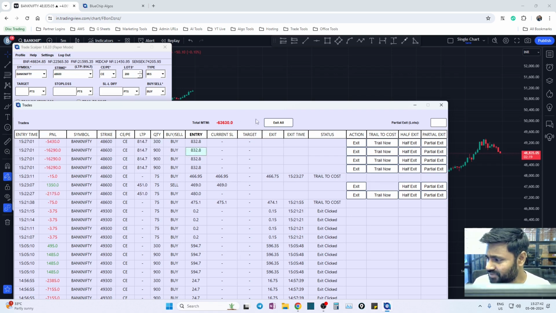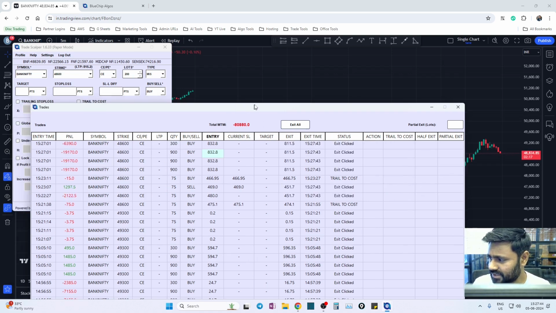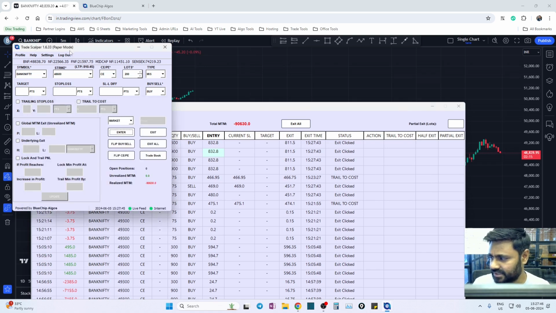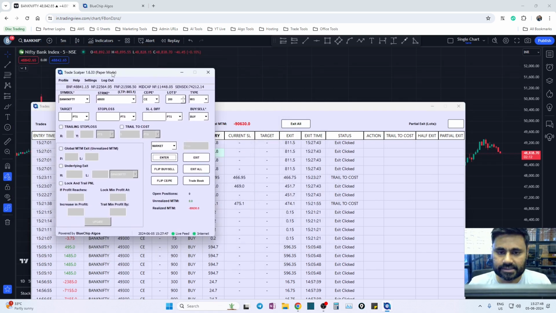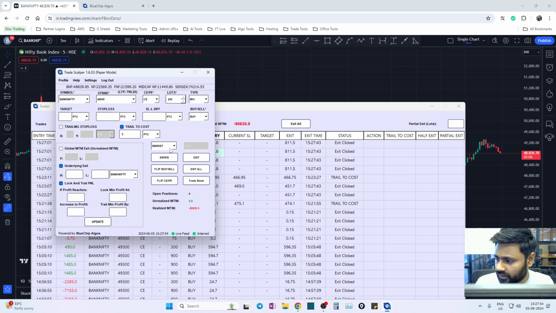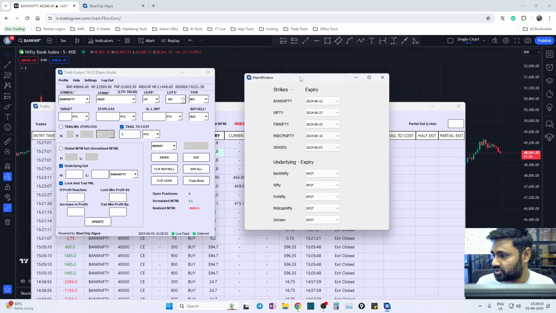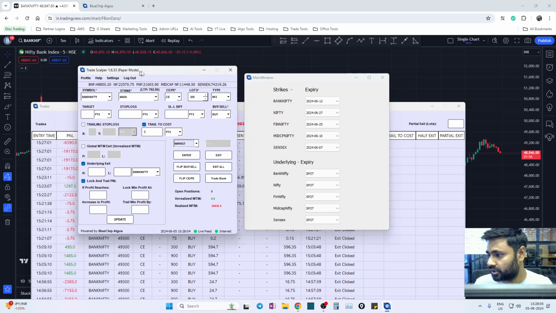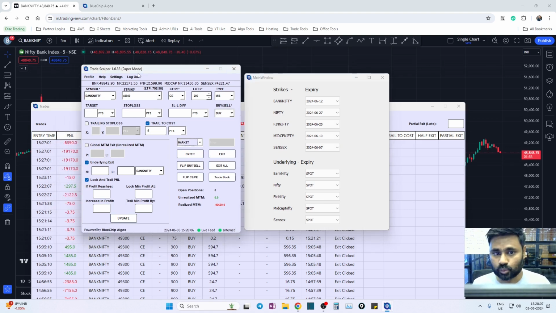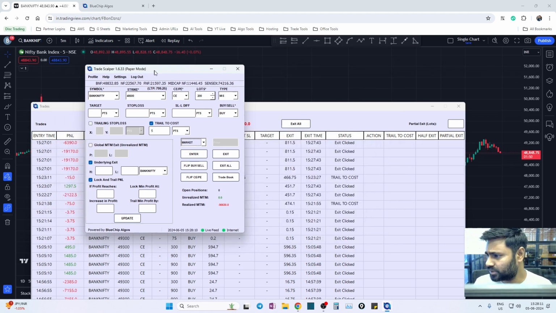So, and simply if you want to exit, just hit on exit all. That's it. So everything will be exited. All right. So this is the last feature that we have added. So as I mentioned, a lot of things like trail to cost, underlying exit, lock and trail, different types of market entries, or maybe even order slicing or settings page. So all these new features we have been incorporating in this 1.6.33 version. All right, so now it is available.